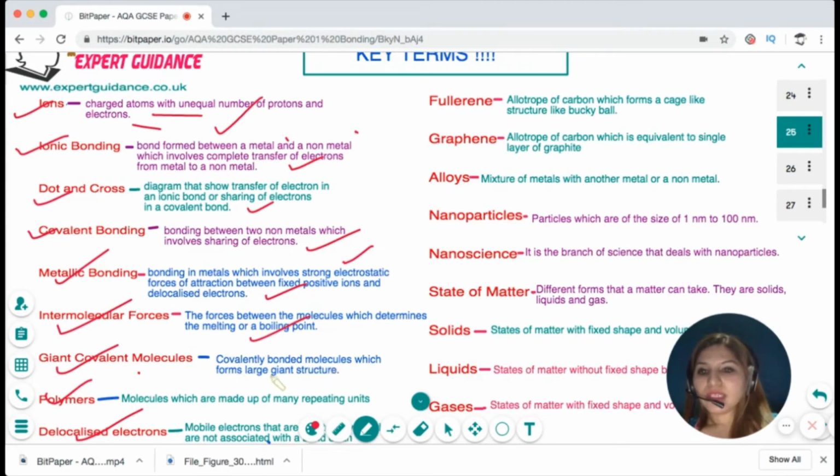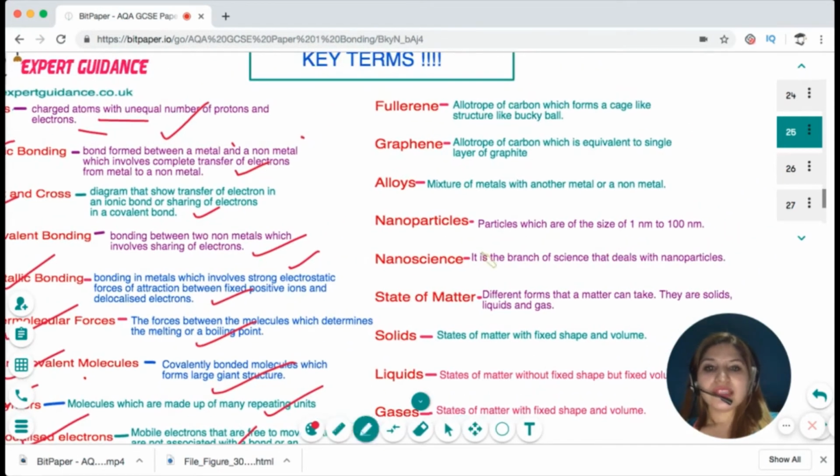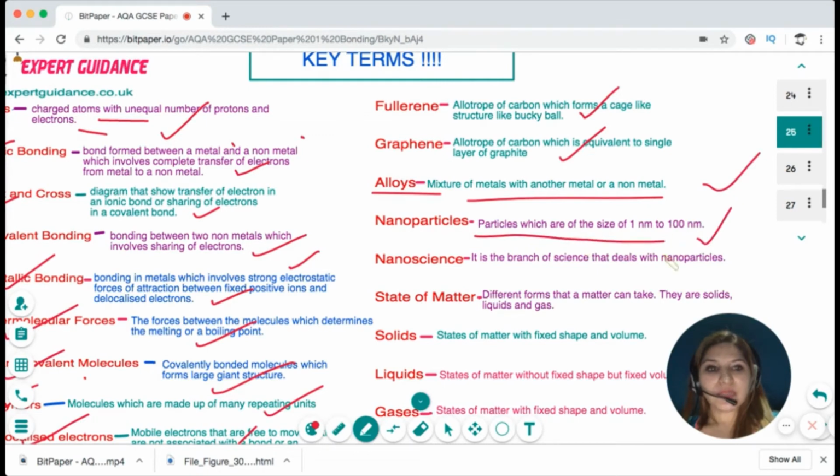Giant covalent molecules are the covalently bonded molecules with a giant structure. Polymers are made up of many repeating units. Delocalized electrons are the mobile electrons which are free to move. Fullerene is an allotrope of carbon which forms a cage-like structure like a buckyball. Graphene is the allotrope of carbon which is equivalent to a single layer of graphite. Alloys are mixtures of a metal with another metal or a non-metal. Nanoparticles are particles of size 1 nanometer to 100 nanometers. Nanoscience is a branch of science that deals with nanoparticles.